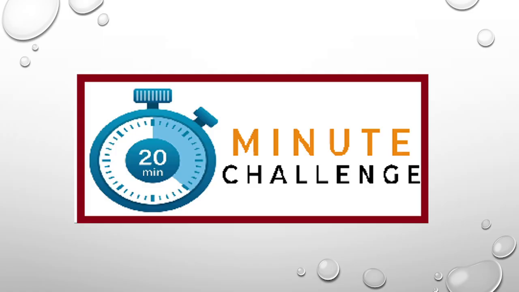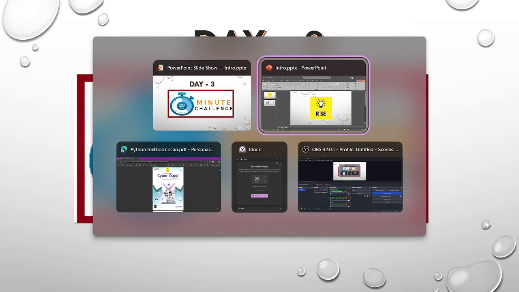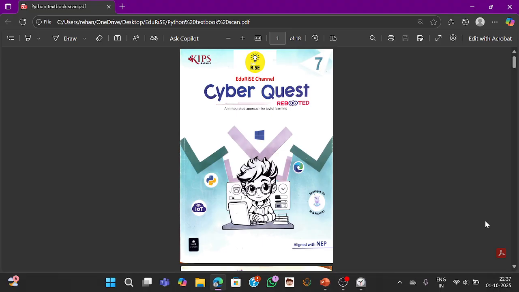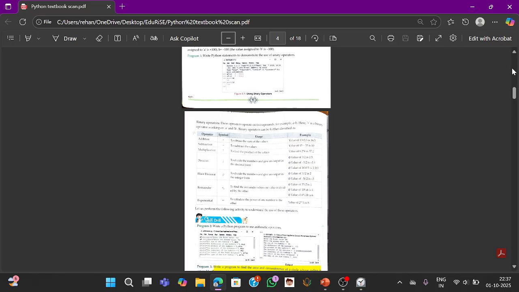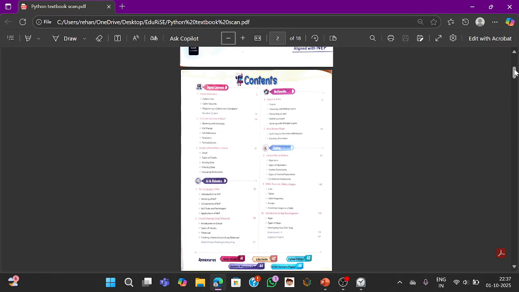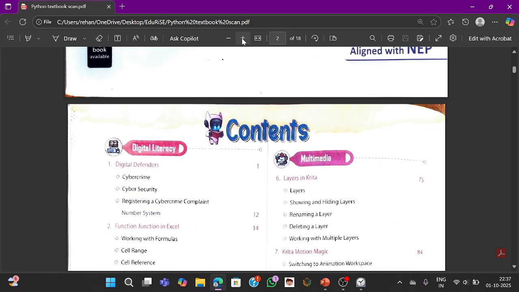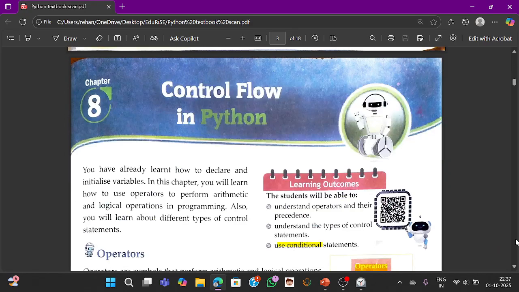We are going to start with 20 minutes challenge day 3. Are you all excited to go with the challenge? We are going to have CyberQuest Kips Learning Chapter 8 Python Programming. So we have already discussed and started with the 8th chapter. We have seen control flow in Python.